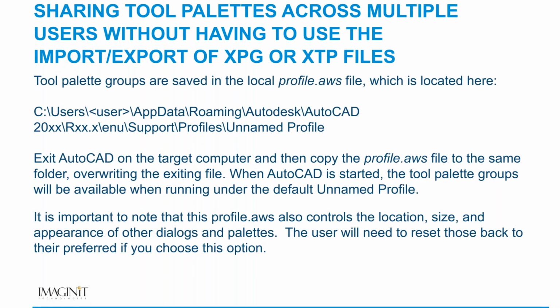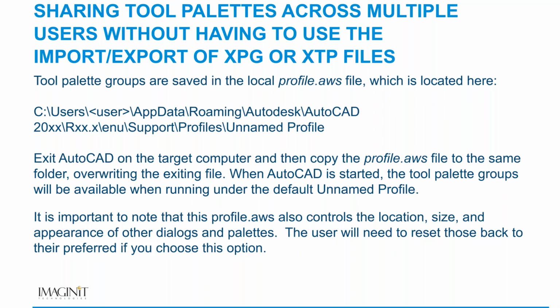Sharing tool palettes across multiple users without having to use the import and export of XPG or XTP files. So all tool palette groups are saved in the local profile AWS file, which is located here. You exit AutoCAD on the target computer, you copy the profile AWS to the same folder, overwriting the existing file. And when AutoCAD is started, the tool palette groups will be available when running under the default unnamed profile. It is important to note that this profile AWS also controls location, size, and appearance of other dialogues and palettes. The user will need to reset those back to their preferred if you choose this option.